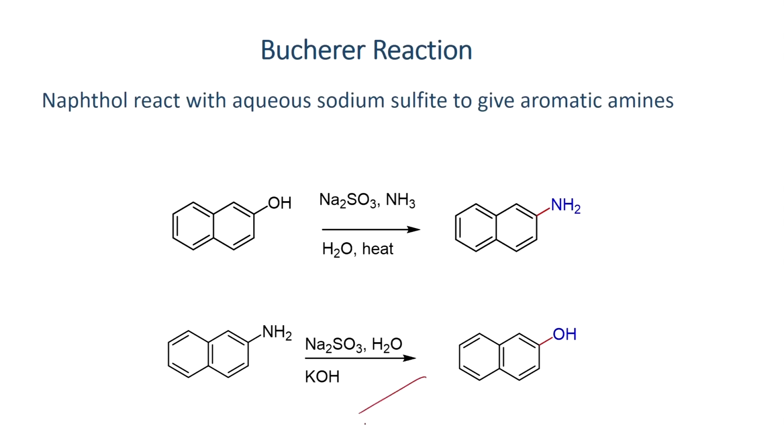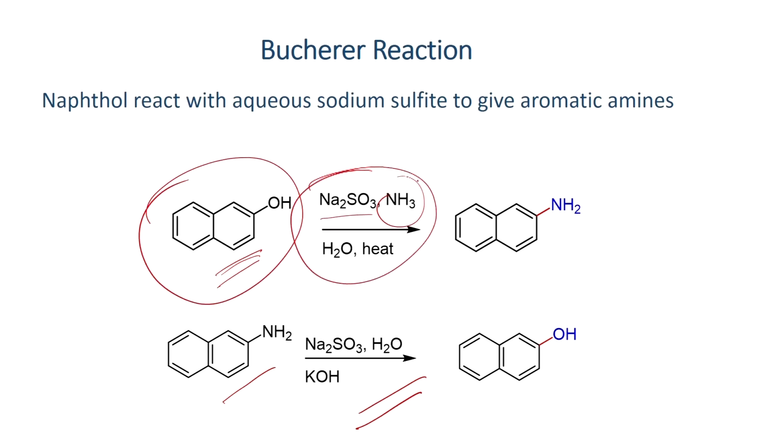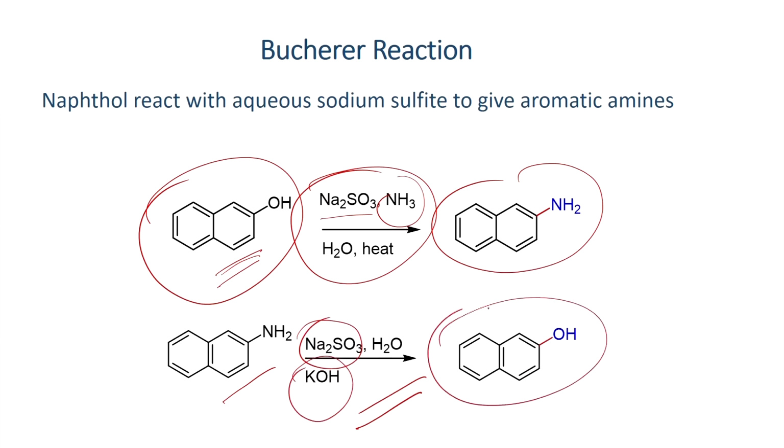Here another example is shown, if you have, for example, naphthol or naphthylamine, which can be readily converted. For example, if you have beta naphthol, when you react with sodium sulfite and ammonia, it can be readily converted into this naphthylamine. Similarly, if you have the naphthylamine, when you react with aqueous sodium sulfite and potassium hydroxide, you can convert it into beta naphthol.